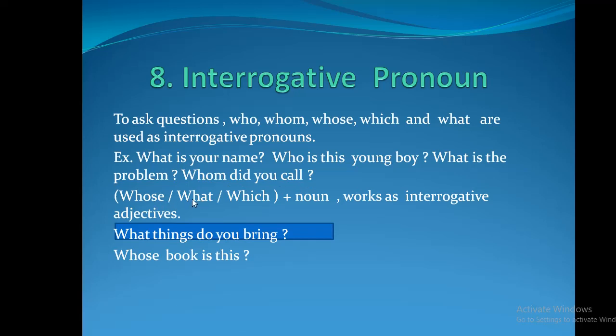Whose, what, which plus noun works as an interrogative adjective. What things do you bring? Here, what is actually an interrogative pronoun but comes with a noun, that is things, so this becomes an interrogative adjective which gives more information about things. Whose book is this? In this sentence, whose comes with the noun book, so this interrogative pronoun whose becomes an interrogative adjective which gives more information about the noun book.